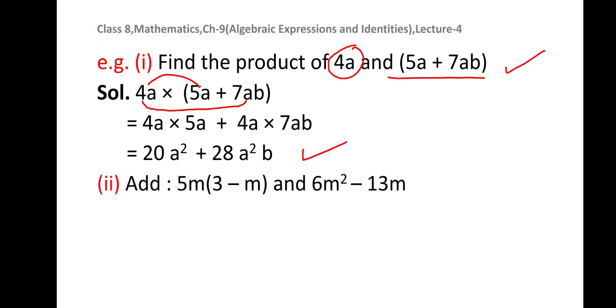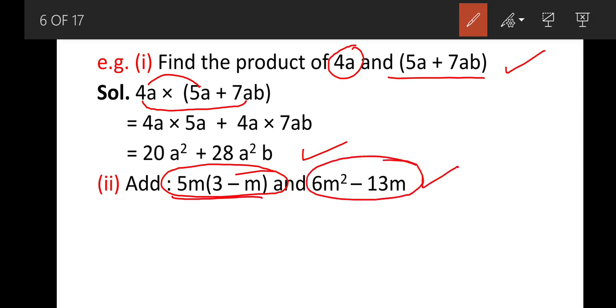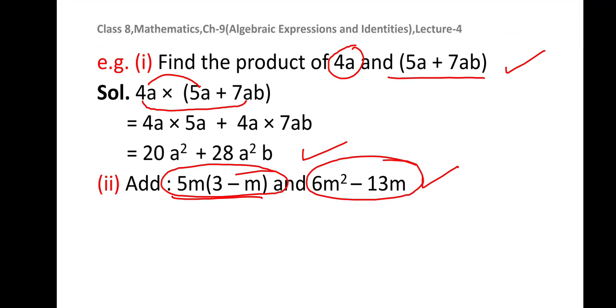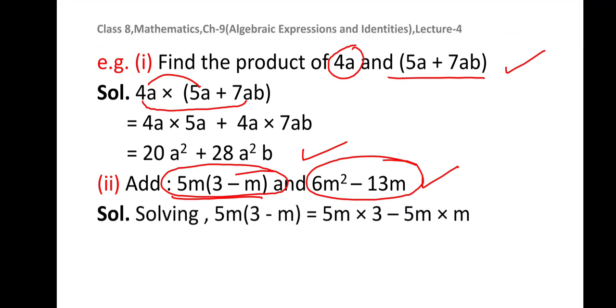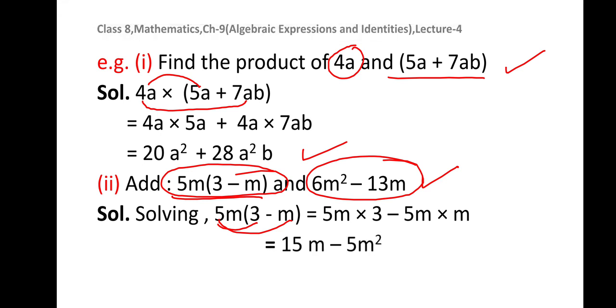Second example: you need to add these two expressions. First of all, dear children, you need to solve this expression. Multiply this, and the result of this expression will be added to the second expression. First of all, I need to solve the first expression. Solving it using the distributive law, this 5 is to be multiplied by 3, minus, this 5 is to be multiplied by m. So you will get 15m minus 5m square.